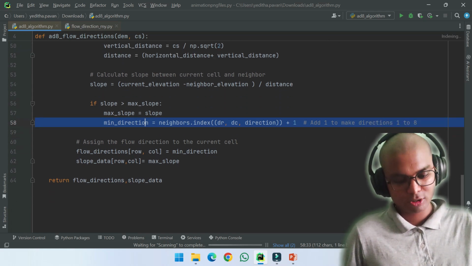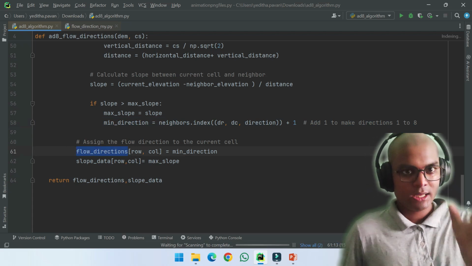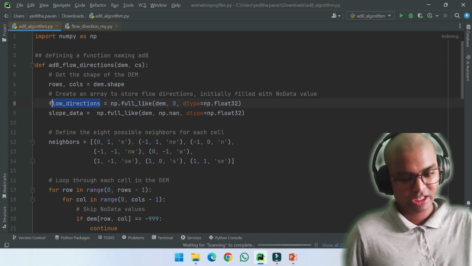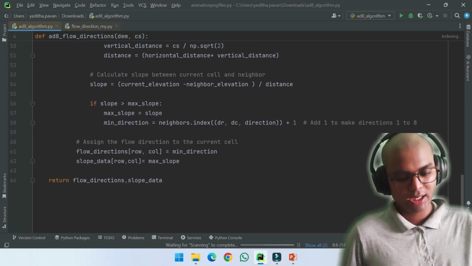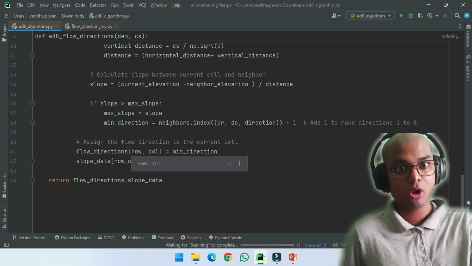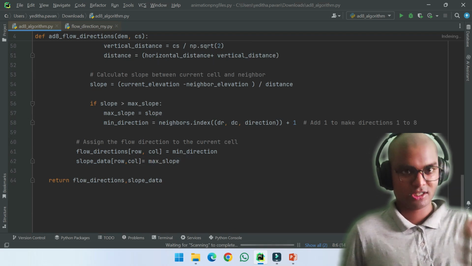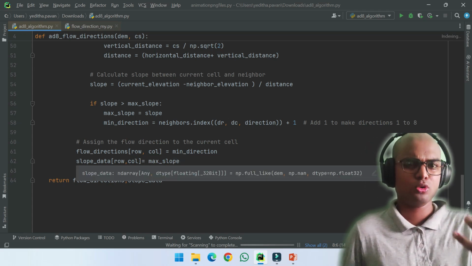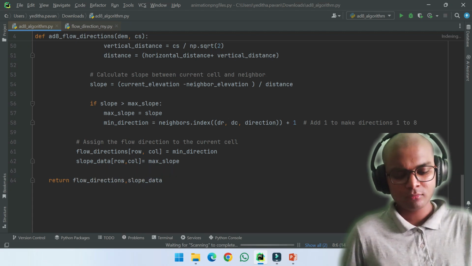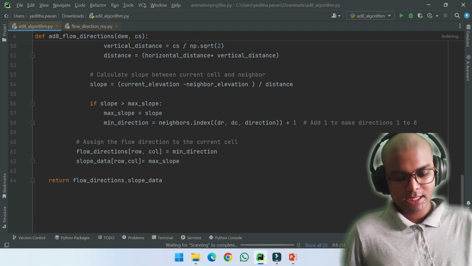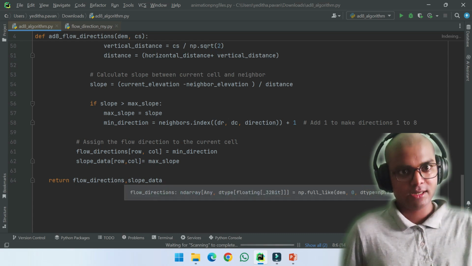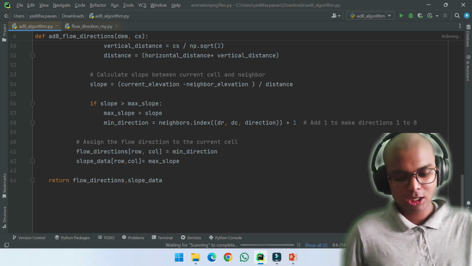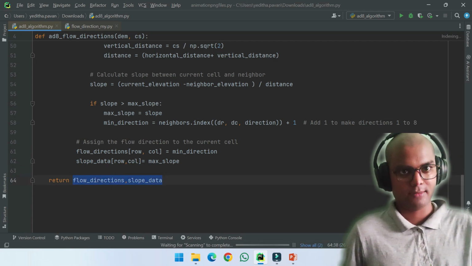Then what I'm doing is, if you remember, I've created flow directions raster. If we go back here and see flow directions raster which I created, so I directly go to that raster, to that particular row and column, and assign the minimum direction value. And remaining, I'll do the same thing for slope because I also want to know the slope value. So once it is done, if all the rasters are done, it will run a loop for all the cells and it will return me the flow directions and slope raster.